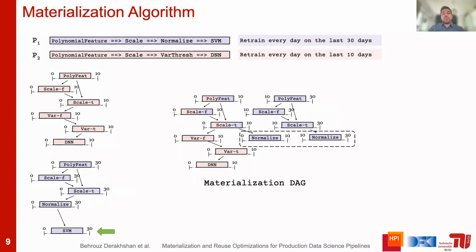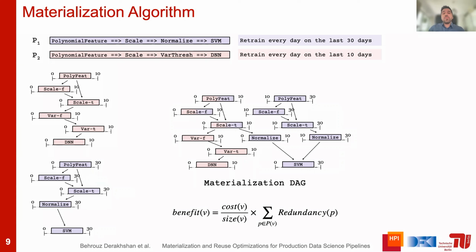Lastly, we add our ML model to the materialization DAG. Now that the materialization DAG is constructed, we can use the following formula to compute the benefit of materialization. Let's go through the different components of the formula. V represents a vertex. Cost and size represent the generation cost and the storage cost of a vertex. The general idea is that we like to materialize artifacts that have a high generation cost but low storage cost.